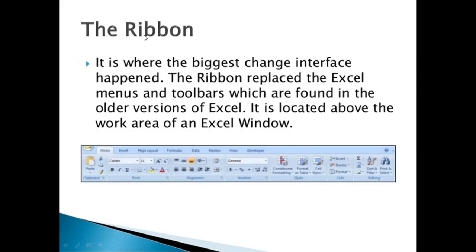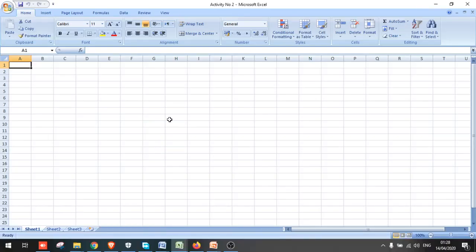Next, the ribbon. What is the ribbon? It is where the big interface change happened. The ribbon replaces the Excel menus and toolbars which are found in the older versions of Excel. It is located above the work area of an Excel window. So this is the ribbon, the complete one.